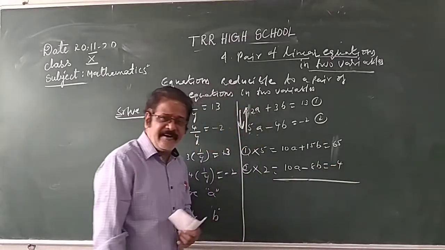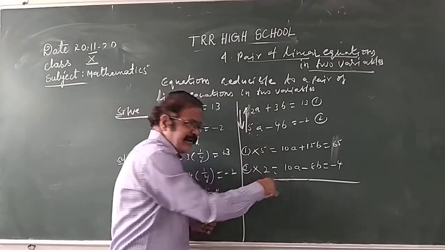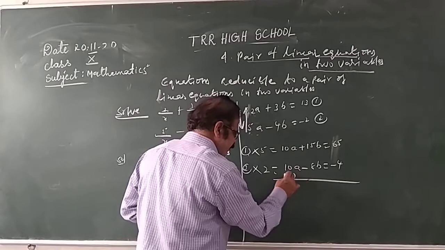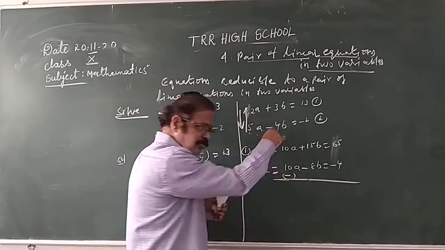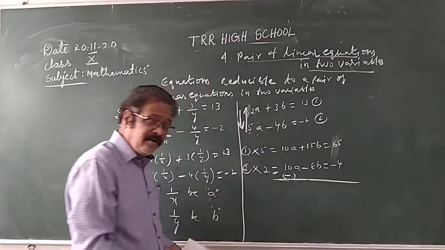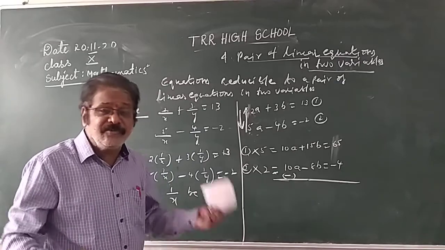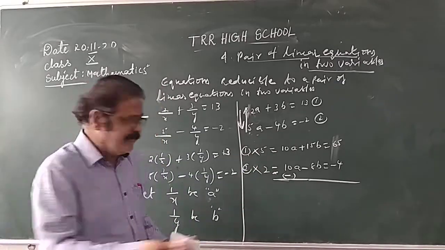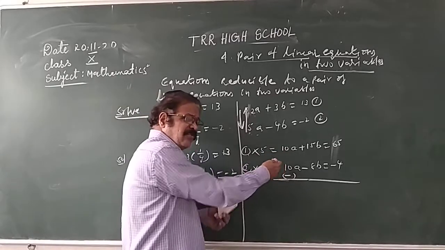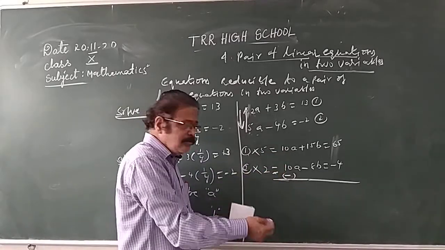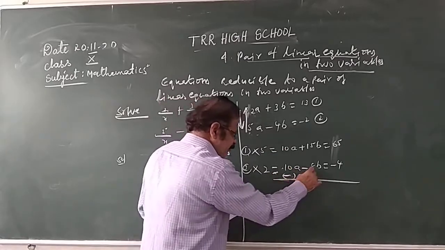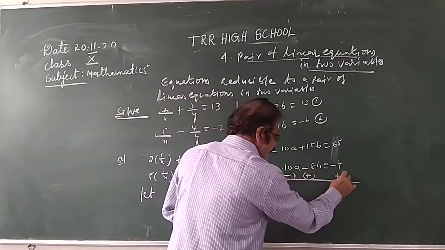Now they should have different signs. Plus 10a and plus 10a, not getting cancelled. So what you have to do, you have to subtract, change the signs. If the signs are the same, you can't cancel. One should be plus, one should be minus. Changing signs means subtracting. Plus becomes minus, minus becomes plus.